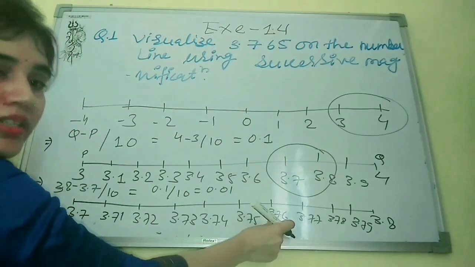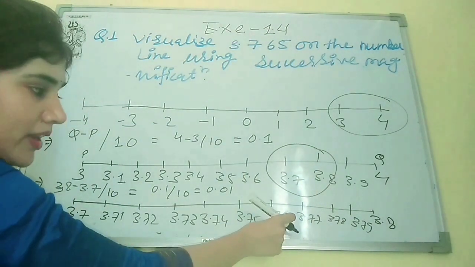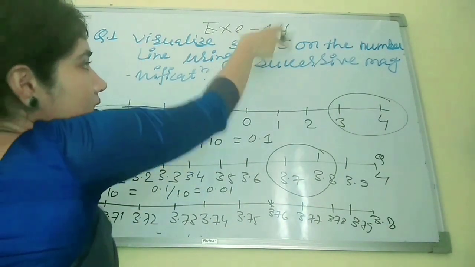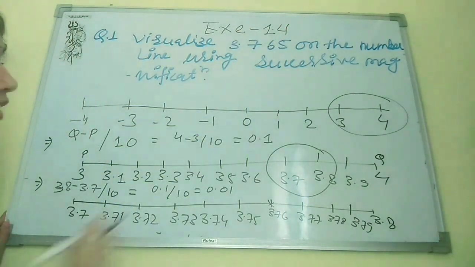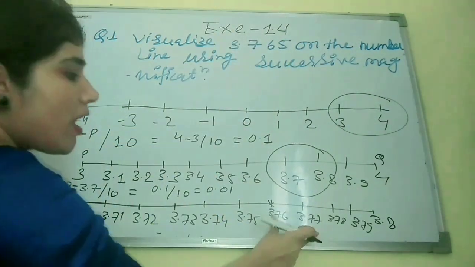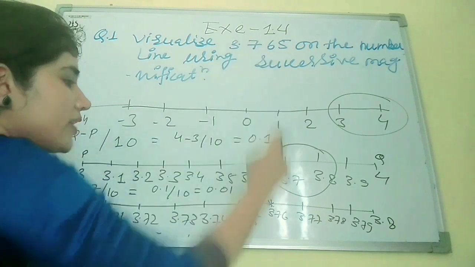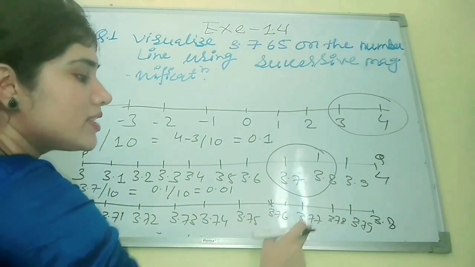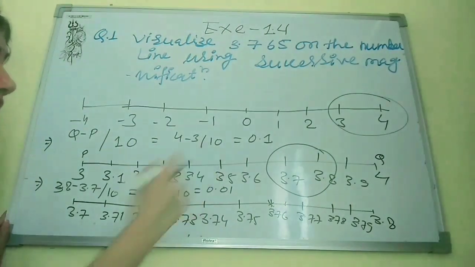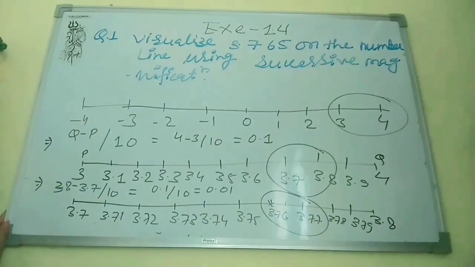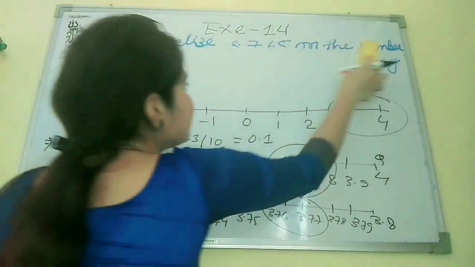Now the next digit is 5. We found 3.76 on the number line, right? Now we have to show this number on the number line, 3.765. It lies between 3.76 and 3.77. So we will magnify this. I'm drawing it here.